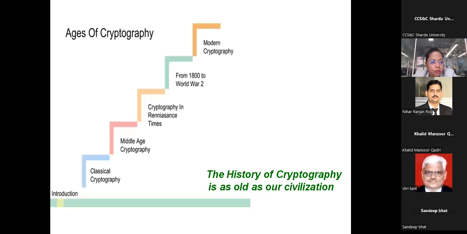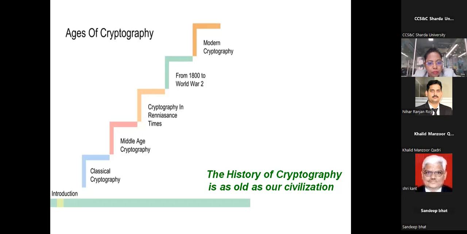If you look at the beginning, when this civilization started 4,000 years ago, at that time also cryptography was in use. So we can make a statement that the history of cryptography is as old as our civilization itself. After that, the Middle Age came, between 400 BC and somewhere around 1000 AD. That is the Middle Age we are calling.